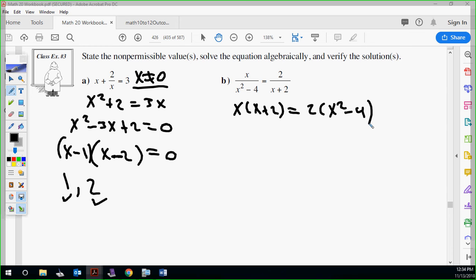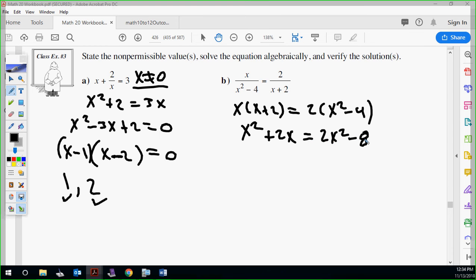Yeah, well, because this has an x plus 2 in it, so they both have an x plus 2. I could drop that, but I don't. Yeah, you can. I'm just not going to do that. If you guys want to, you're fine. I'm just going to try to keep it simple. Okay, so x times x is x squared plus 2x equals 2x squared minus 8.